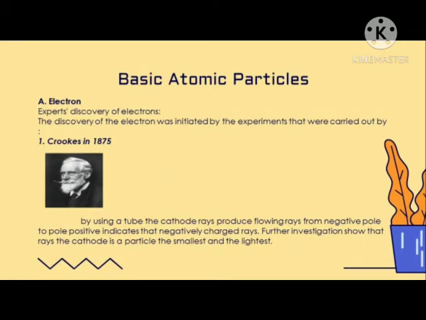Basic atomic particles. A. Electron. Expert discovery of the electron. The discovery of the electron was initiated by experiments carried out by Crookes in 1875. By using a tube, the cathode rays produce flowing rays from the negative pole to the positive pole, which indicates that the rays are negatively charged. Further investigation shows that the cathode rays are particles, the smallest and the lightest.